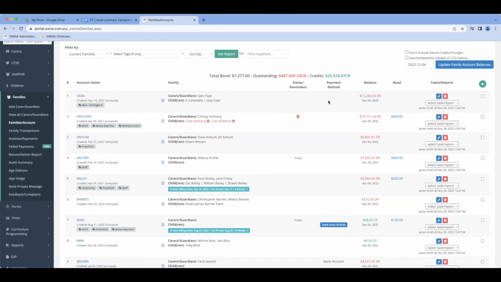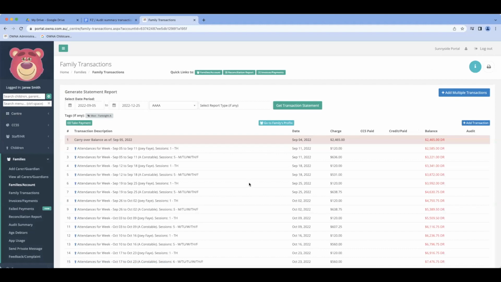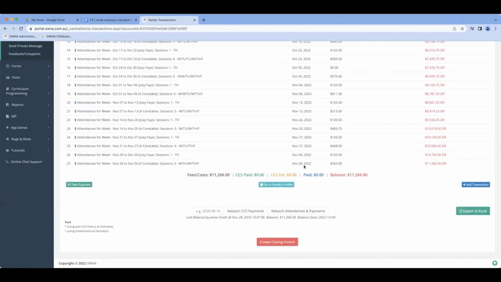And just as a shortcut, what you can do on this screen is you can click that balance number, and it just shortcuts to the family transaction screen. So it saves you having to go to the left-hand menu and navigating it that way. And so if I just scroll down, you'll see as of December 4th, that's going to be my balance.